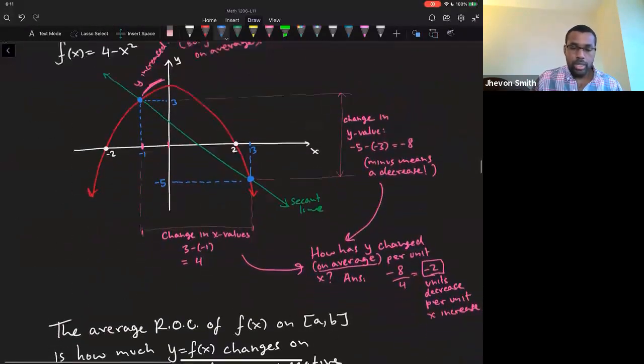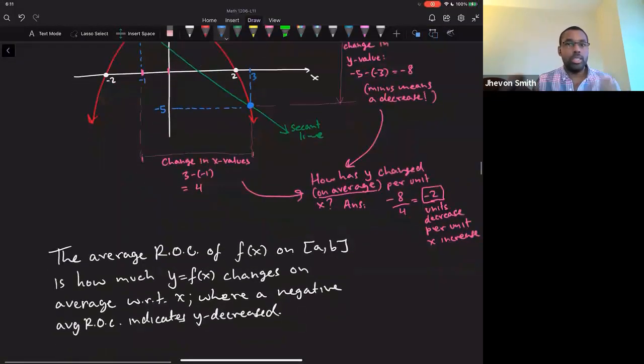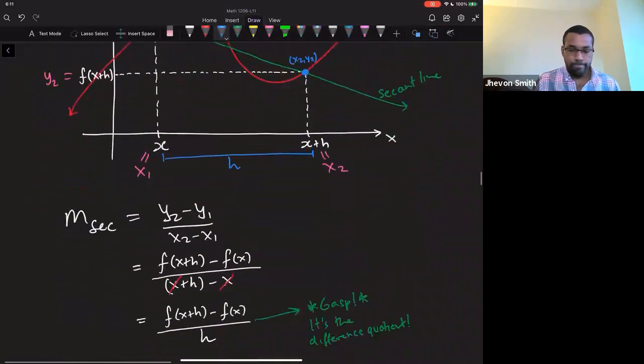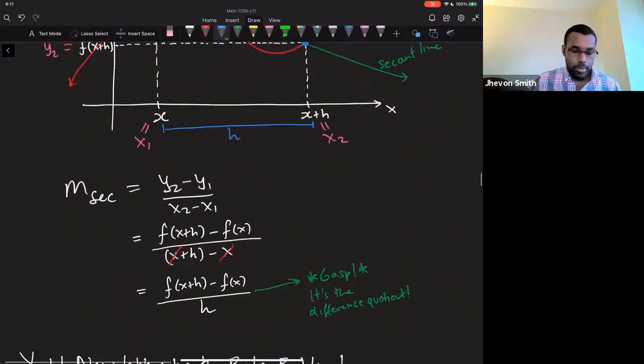Now, what that tells you is how the output changes on average per unit increase in input, where a negative change would represent that the output actually decreased on average. We saw that the difference quotient, the guy that we were used to, is actually another way to express average rate of change. And we also saw that it could express the slope of a secant line.